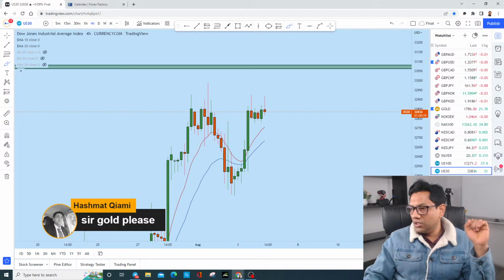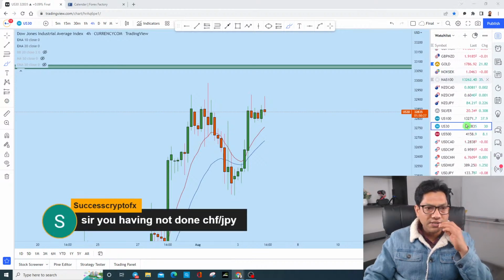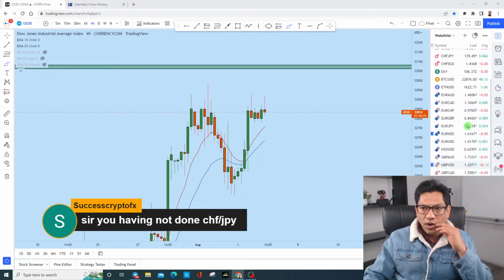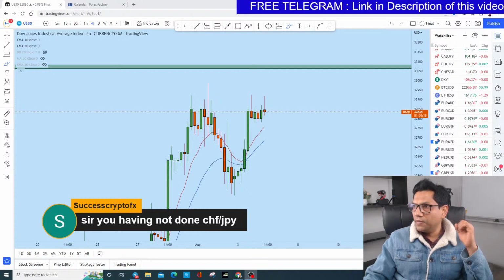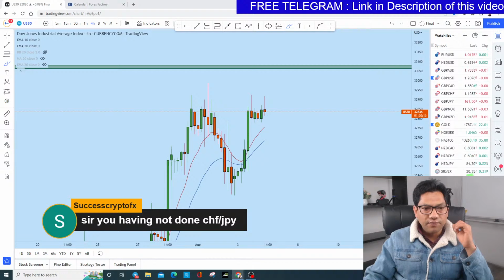Having not done CHF, let's look at it. Let's look at CHF JPY. In the meantime, guys, this one. So let's look at CHF JPY.